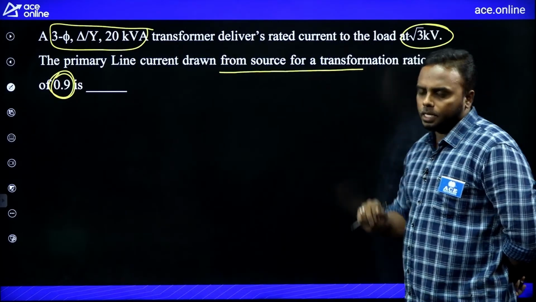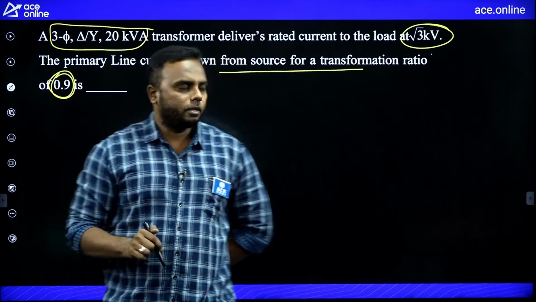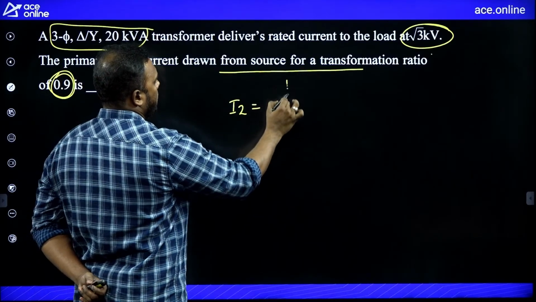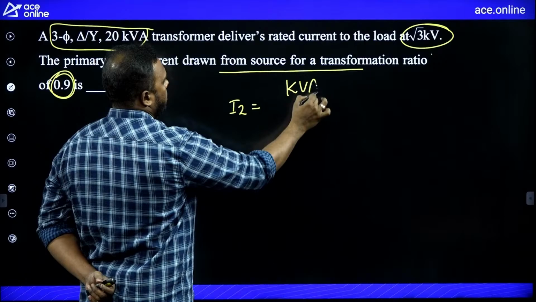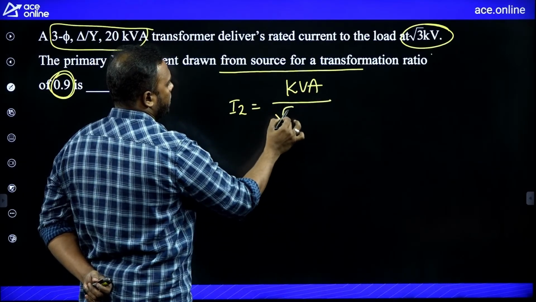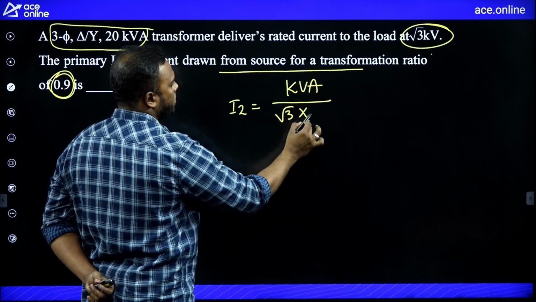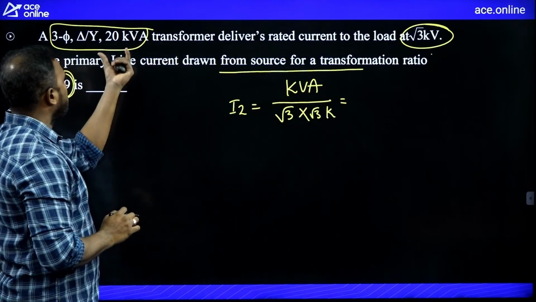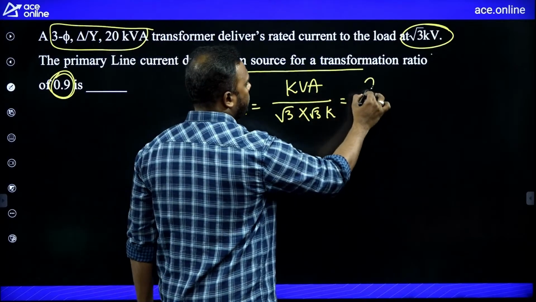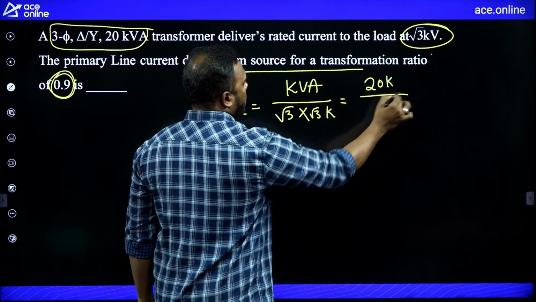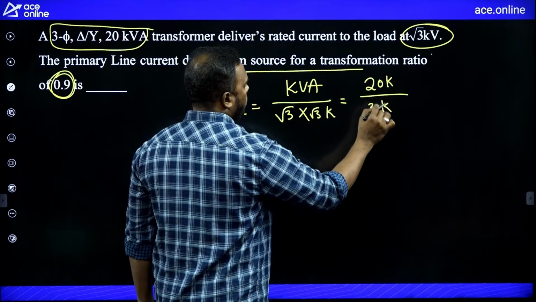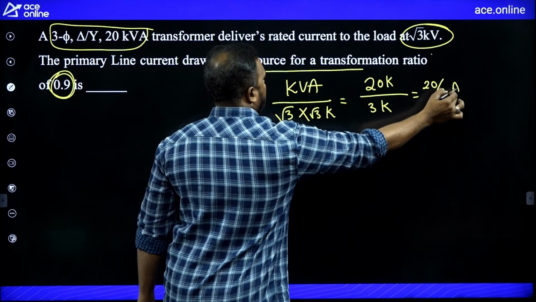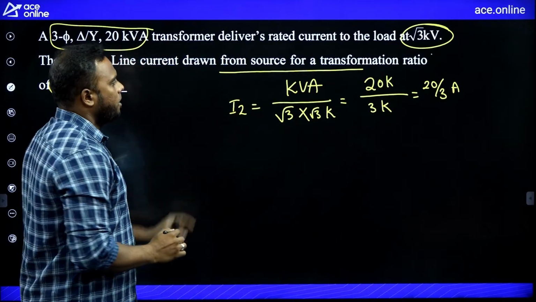See here, first calculate the secondary current, the rated current it is supplying. How to find the secondary rated current? I2 equals kVA divided by root 3 into voltage. What is the voltage? Root 3K. What is the kVA rating? It is 20 kVA. Rated means we have to take rated kVA: 20K by root 3 into root 3K. Let us take it as it is, 20 by 3 amperes. This is the secondary line current.